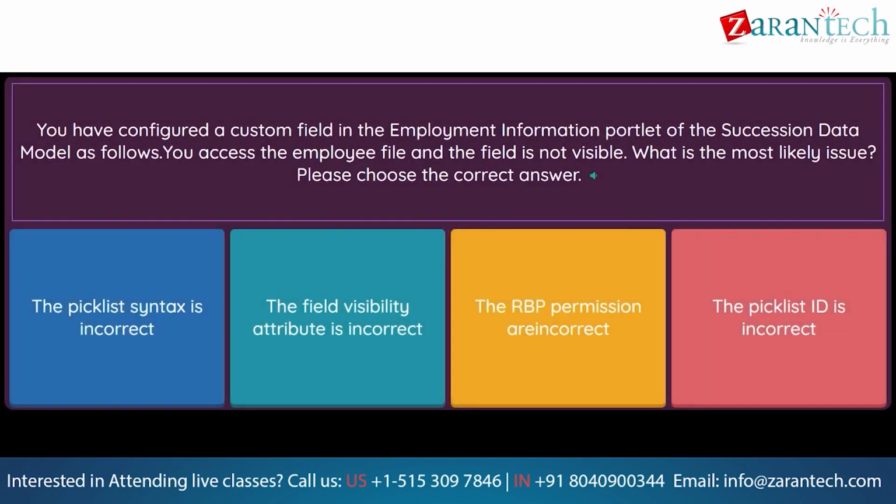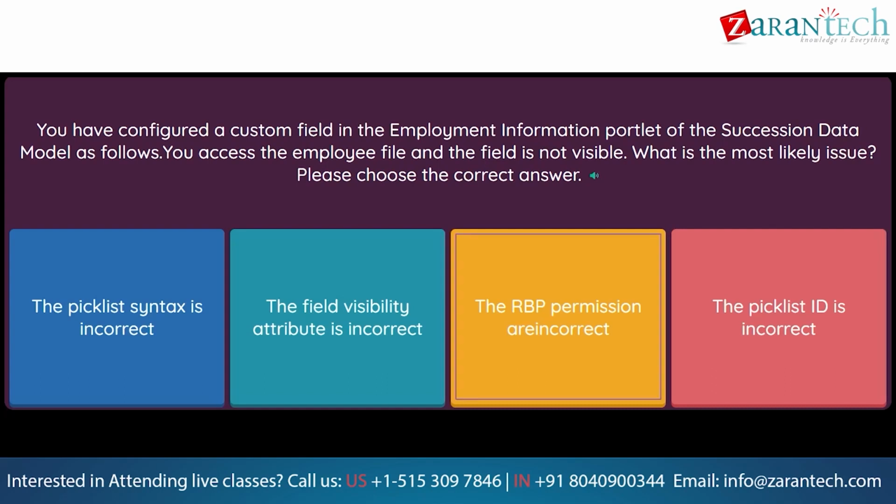Question: You have configured a custom field in the employment information portlet of the succession data model as follows. You access the employee file and the field is not visible. What is the most likely issue? Please choose the correct answer. Option 1 the pick list syntax is incorrect. Option 2 the field visibility attribute is incorrect. Option 3 the RBP permissions are incorrect. Option 4 the pick list ID is incorrect.